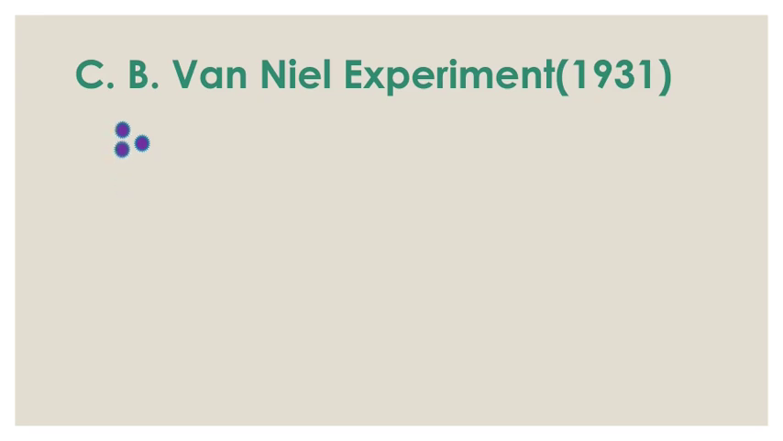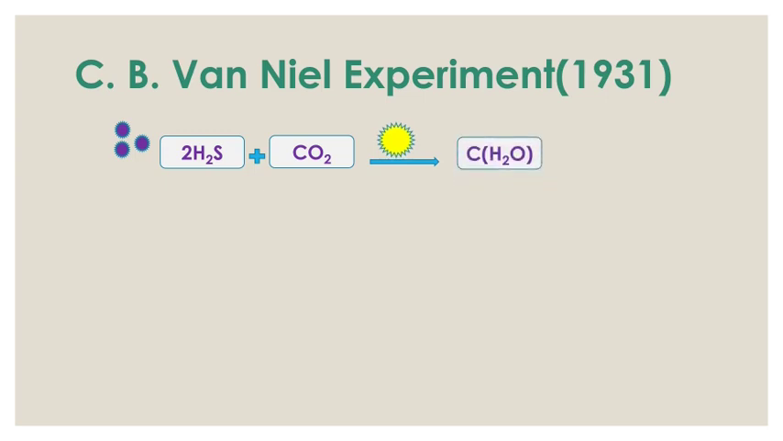He studied the process of photosynthesis in these purple sulfur bacteria. He took hydrogen sulfide, and to this hydrogen sulfide he added carbon dioxide. He illuminated hydrogen sulfide and carbon dioxide in the presence of sunlight, and as a result he found that at the end carbohydrates were formed, water was also released, as well as sulfur was released.